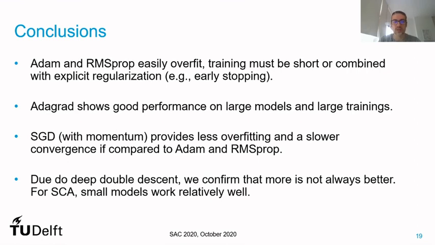We also saw the effect that sometimes the guessing entropy starts to increase and decrease again, which is already reported in the literature and is called deep double descent. What we can mainly conclude from this analysis is that more is not always better. So for side-channel analysis, we can also assume that small models can work relatively well.